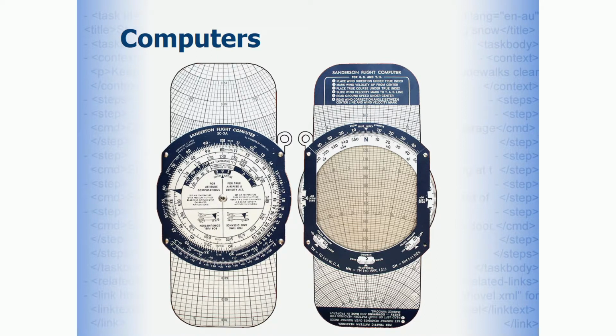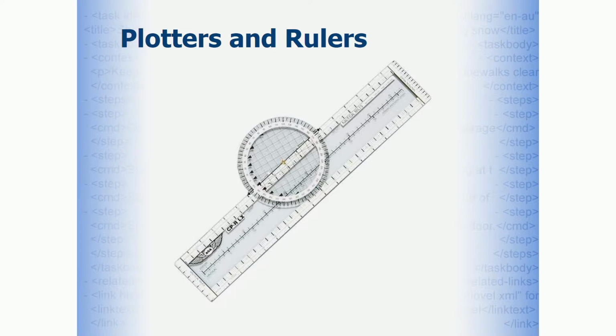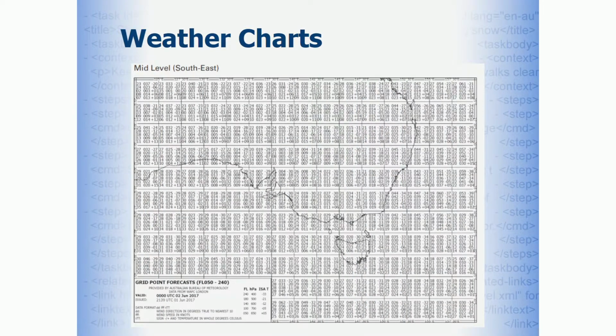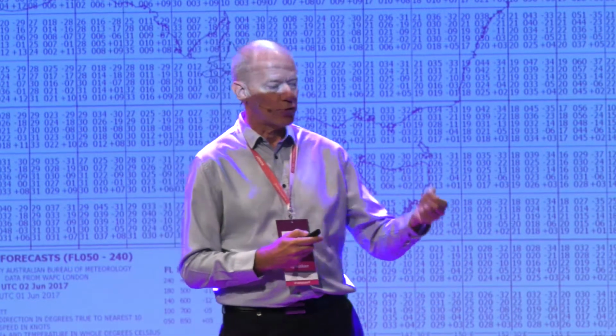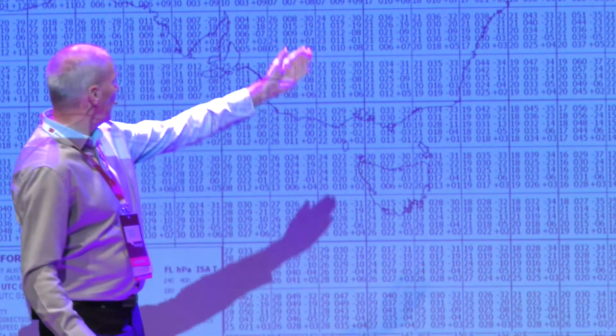This looks very archaic. I'm hoping it's looking archaic to you because it feels like that. Then there's other things such as plotters and rulers and protractors and weather charts. This is actually a current weather chart which gives you different freezing points and wind speed and direction at different altitudes. So if you're traveling, this is obviously, or maybe not obviously, a map of Australia there.